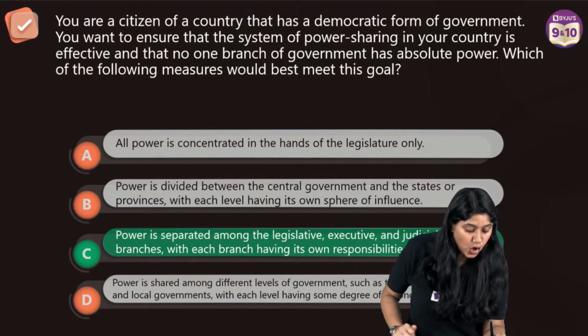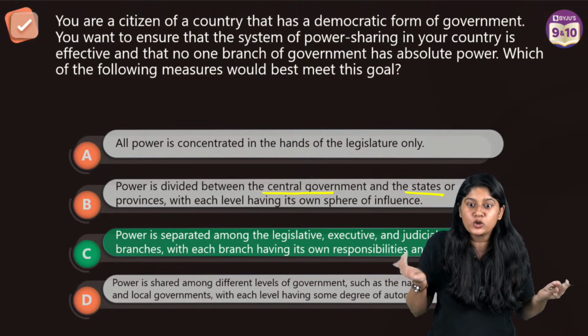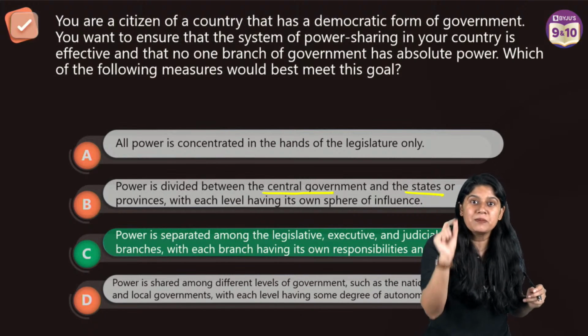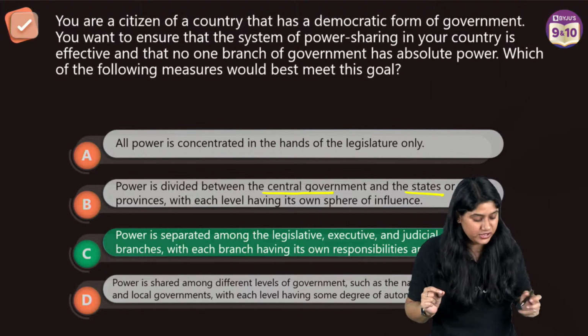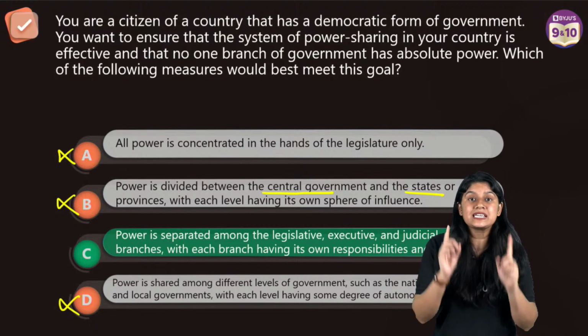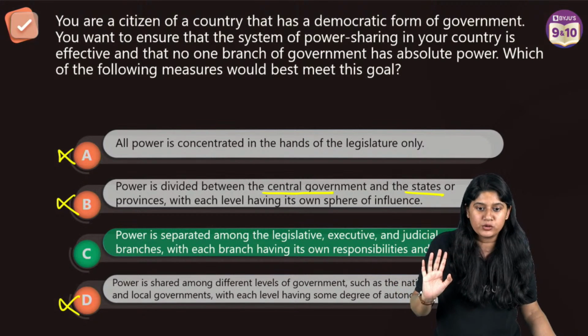In option B, they're just talking about the central government and the state government. Government will not be able to do much in the judiciary part, right? We need the judiciary part, and that's really very important. So I hope all of you are now clear why option C is correct and not option B and D, where we have the major confusion.